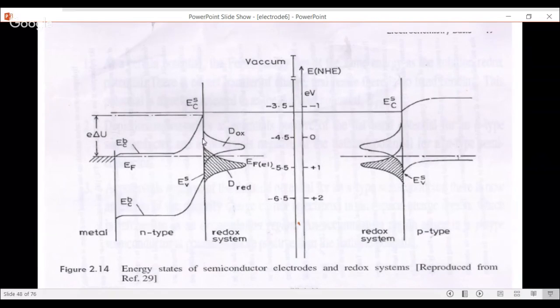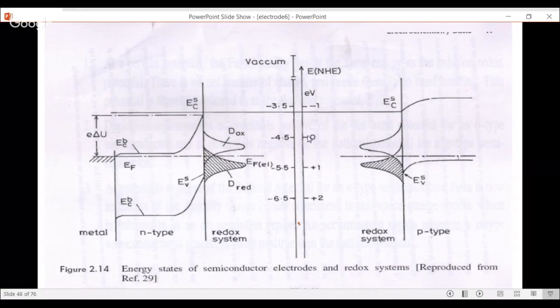Under these circumstances, these are all ideal pictures. Please remember this. These are not real pictures. Now please concentrate on the middle of this diagram. The left-hand side, 3.5, 4.5, 5.5, 6.5, is the absolute value of the potential. The zero of a free electron in vacuum is assumed to have zero potential. That is the vacuum potential. But what we are doing is not the absolute potential; we are doing a potential with respect to an electrode.